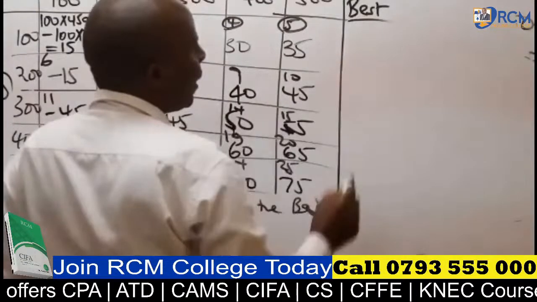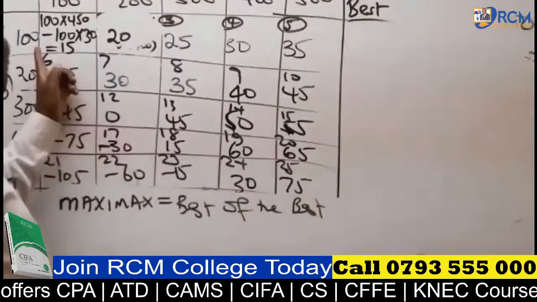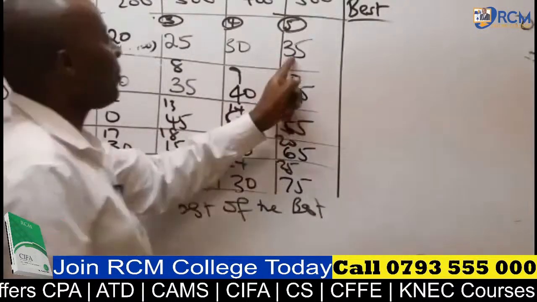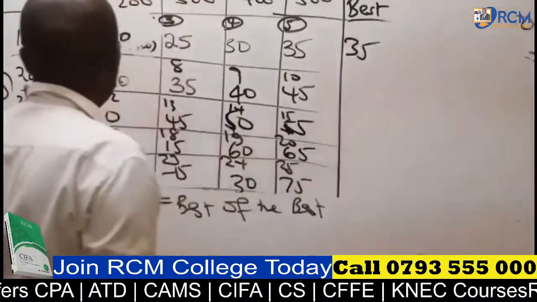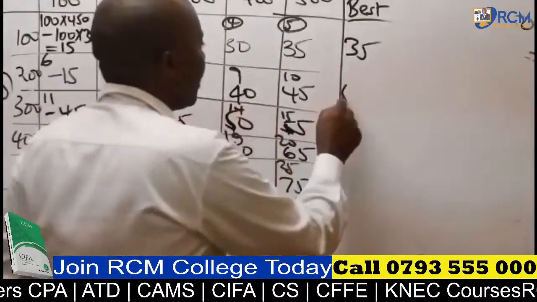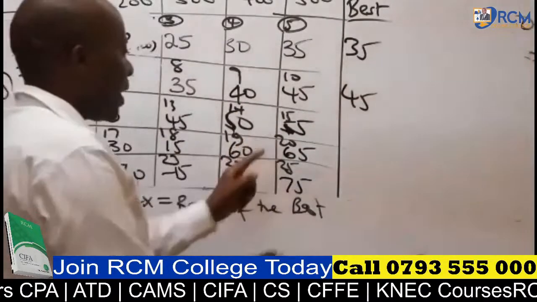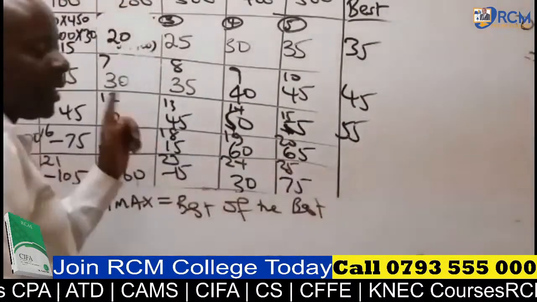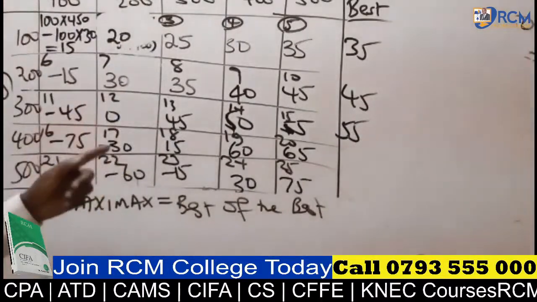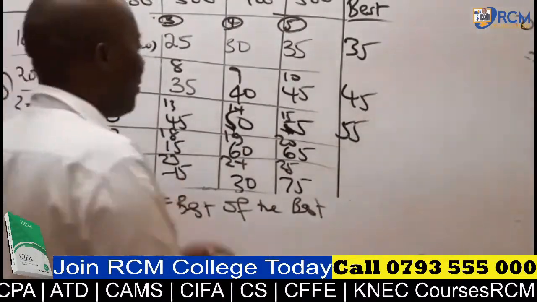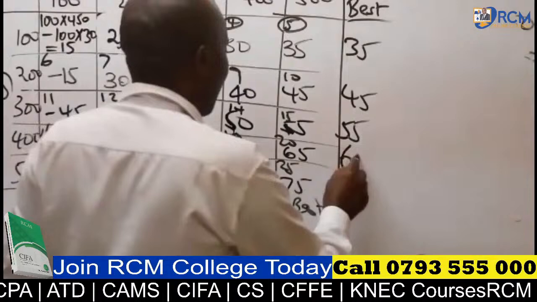So the very best profit here is always the highest. For this particular supply, the very highest profit is 35. For the second one, the very highest is 45. For the third one, the very highest is 55. I'm only picking the best for each scenario, for each supply, for each alternative. The very best is 65, and then now we have 75.